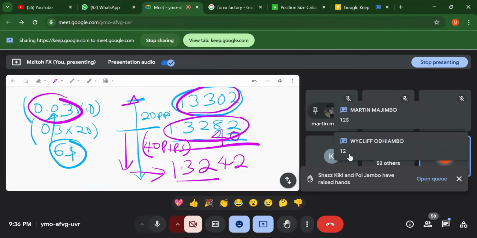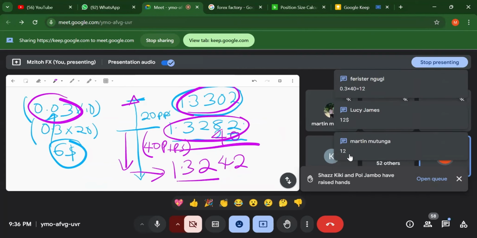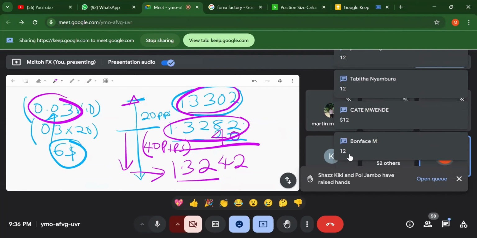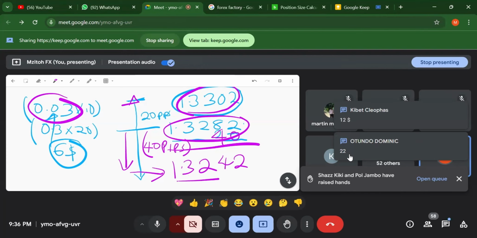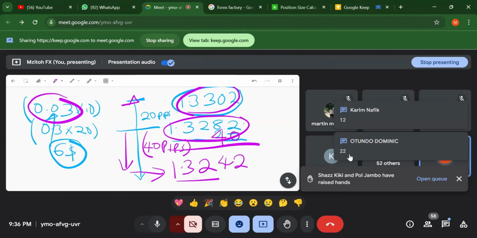$12. Correct, 0.3 times 40, 12. Yes, 12. Otundo Dominic, 22? No, do the calculation again. It's not 22. Oh yes, correct, 12. But remember the trade we took. We have not set the stop loss and we have not set the take profit.